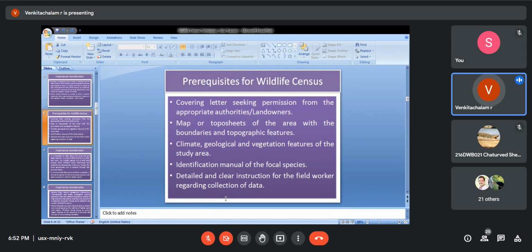And also it is very, very important to have an identification manual of the focal species. A manual should be carried with them. Without a manual, it is difficult to get information on such species.